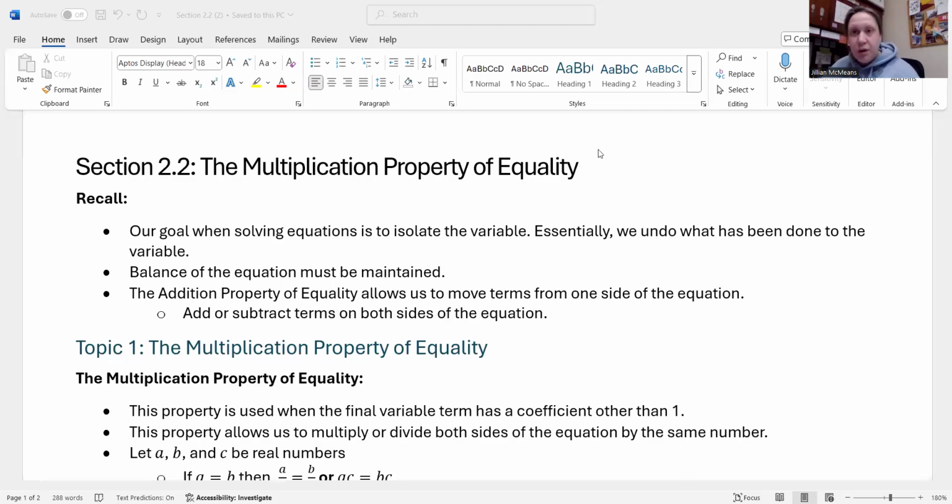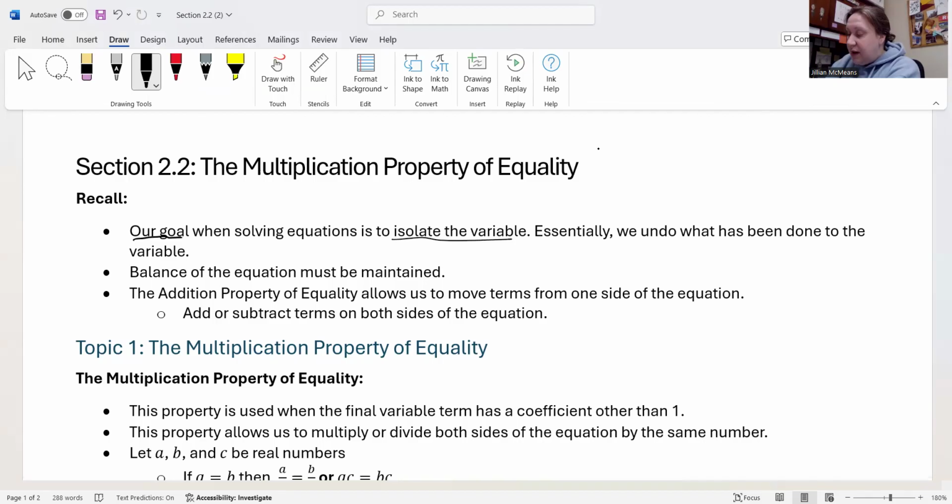Okay, so just a quick reminder, we're going to continue working on solving equations in one variable, but just a couple of reminders. Remember, our goal when solving equations is to isolate the variable. And basically, the way we isolate the variable is we undo what has happened to the variable. So if something has been added to the variable, we subtract it. If something has been subtracted from the variable, we add it. And we have to do this to both sides of the equation.